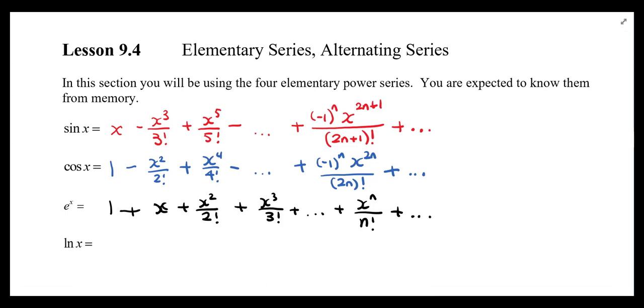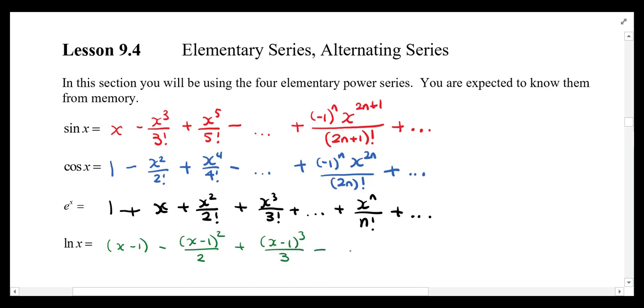And then you have to go a little bit further back. I think it was lesson 9.2 to help us figure out natural log of x's elementary series. And this is the one where we had the factor of x minus 1. And then we have x minus 1 squared over 2. And then we had x minus 1 cubed over 3 with a plus sign now. And minus and so on and so forth. Dot dot dot. Plus the general term of x minus 1 to the power n.